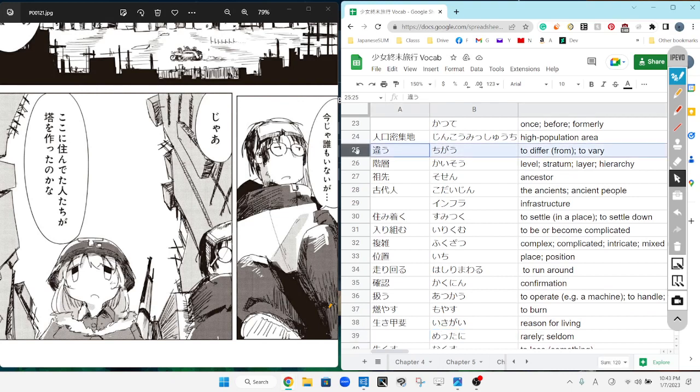Okay, konja imaja daremo inaiga. It means right now there's no one around. Ja, well then, koko ni sundeta hito tachi ga ochi o oto o tsukatta no kano. Wait. That's drop. It's something. Okay, koko ni sundeta hito tachi ga tsukatta no kana. It basically means the people that are living here basically built the tower. Lived. Okay.